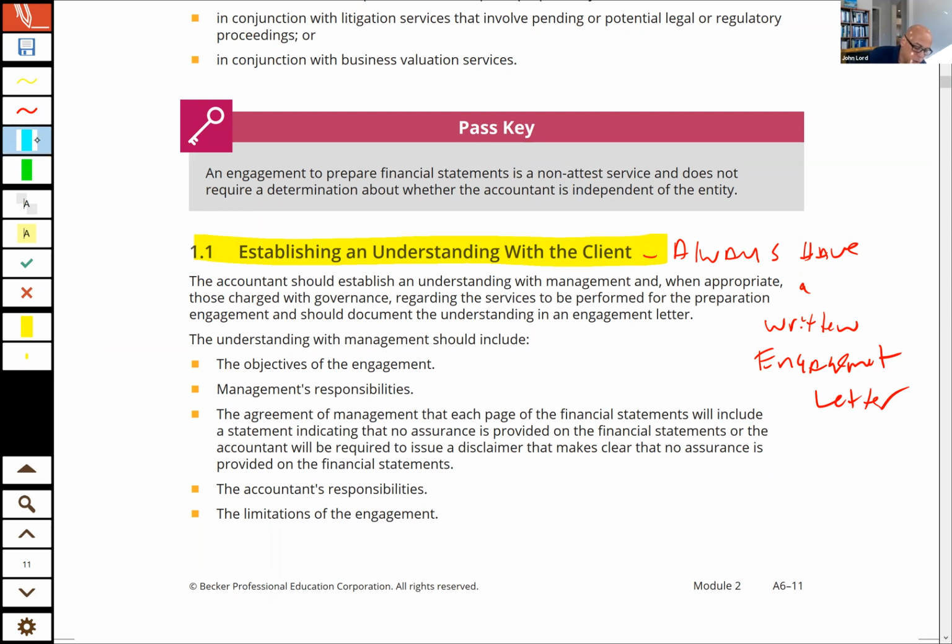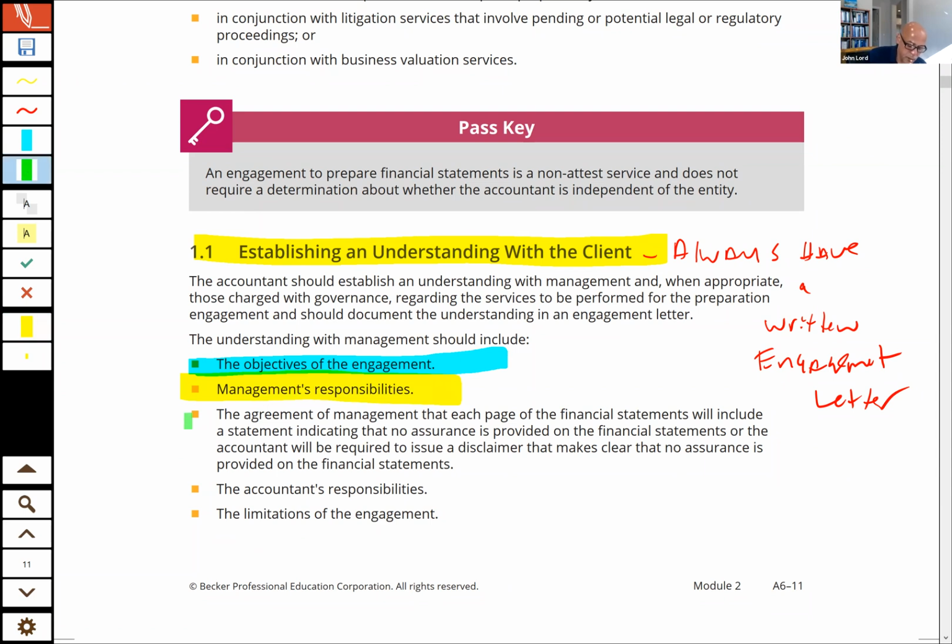Now, what you're going to see here is going to sound familiar to you, particularly if you've already started to review for your exam, looking back at chapter 2 when we talked about the contents of the engagement letter in an audit, because it's very, very similar here. We're going to say, what is the objective of the engagement? What is management's responsibility?